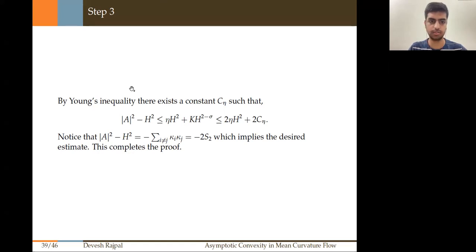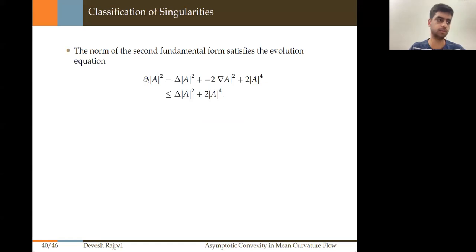Now, I'll come to the other part, and what I mean by asymptotic convexity coming from this. Before that, I will go on to classify singularities of MCF. The equations of MCF can be used to get an evolution equation for the norm of the second fundamental form. So |A|² satisfies the evolution equation where the time derivative of the norm squared is equal to Laplacian minus twice gradient squared plus 2 times norm to the power 4. I can ignore this negative term, the plus should not be there.